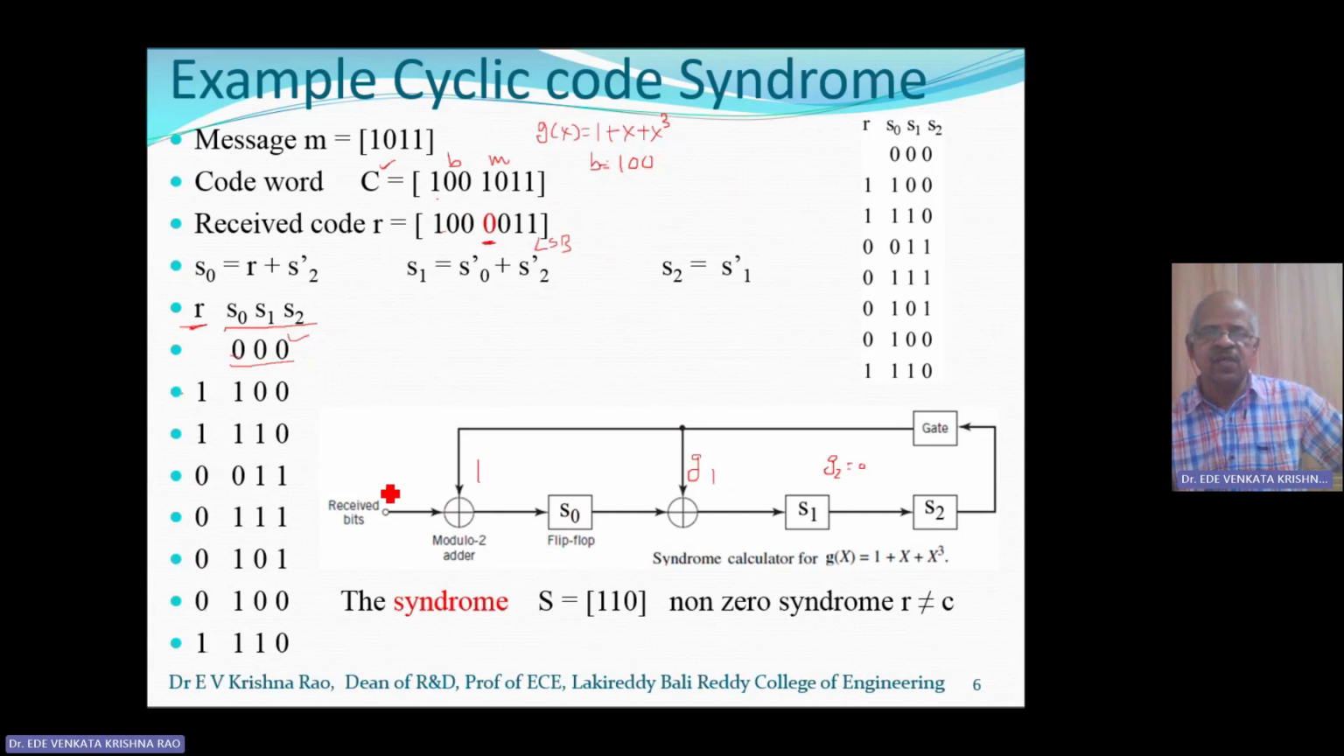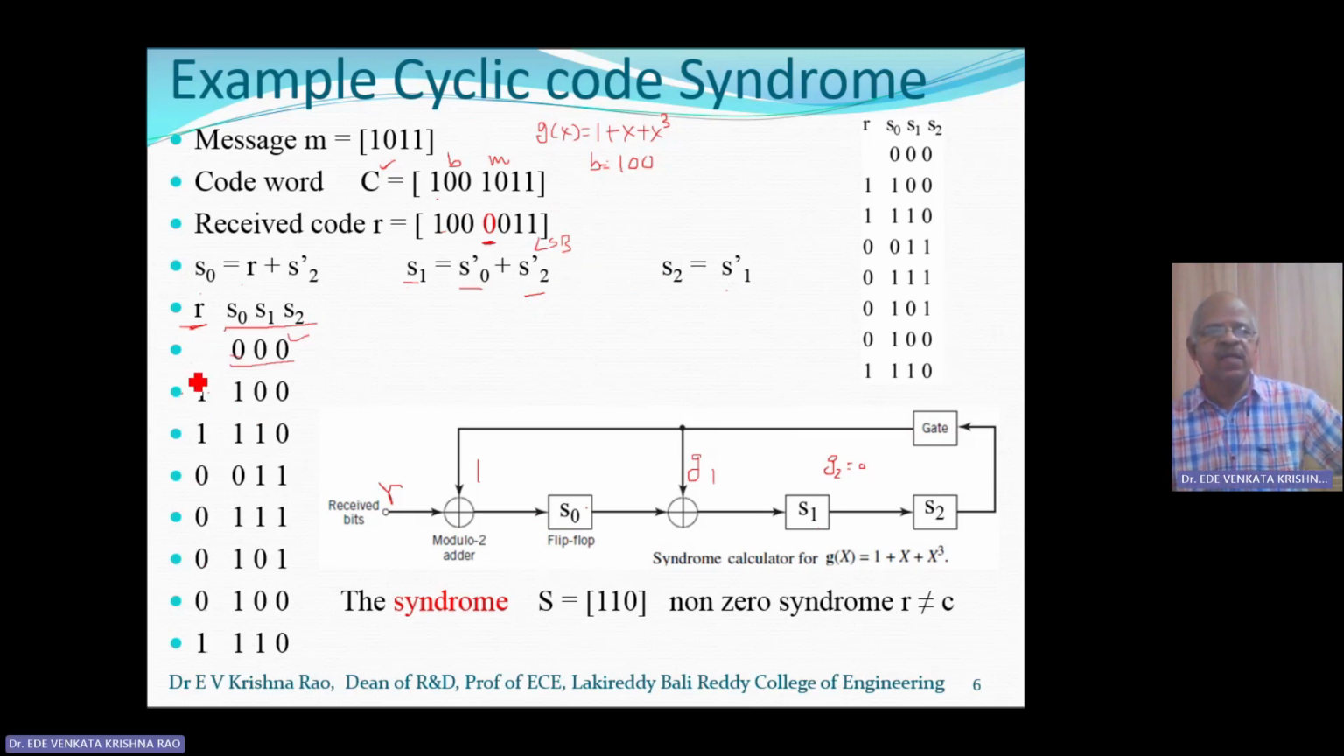Now, what is S0? The received word R is given here, and this modular addition comes over from S2 while closing this gate. So the previous state of S2 is added to the incoming received bit R. That is why R plus S2 dash is the present state of S0. Similarly, the previous state of S0 and S2 dash, the previous state of S2, are added here, and that becomes S1. And S2 is just S1 shifted to S2. So the previous state of S1 is shifted to S2. So S0 dash, S1 dash, S2 dash represent previous states.